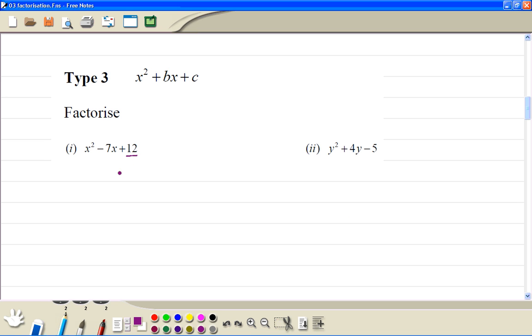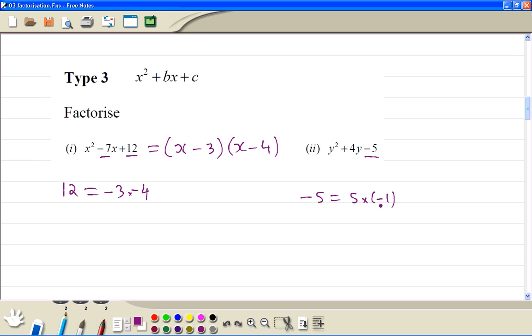Here we're looking for factors of 12 that add up to minus 7. So they are minus 3 times minus 4. So we have x minus 3 times x minus 4. Factors of minus 5 that add up to plus 4. So 5 times minus 1. So we have y plus 5 times y minus 1.